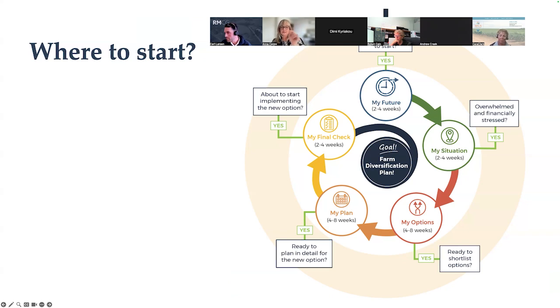What you can see here is a cycle that says you work through all of these bits and you get to the farm diversification plan. But I know many of you know this very well, that farm diversification planning isn't quick and it's not linear. It's often iterative and you'll be going backwards and forwards. But the end point is to get that farm diversification plan that's strong and nailed down.